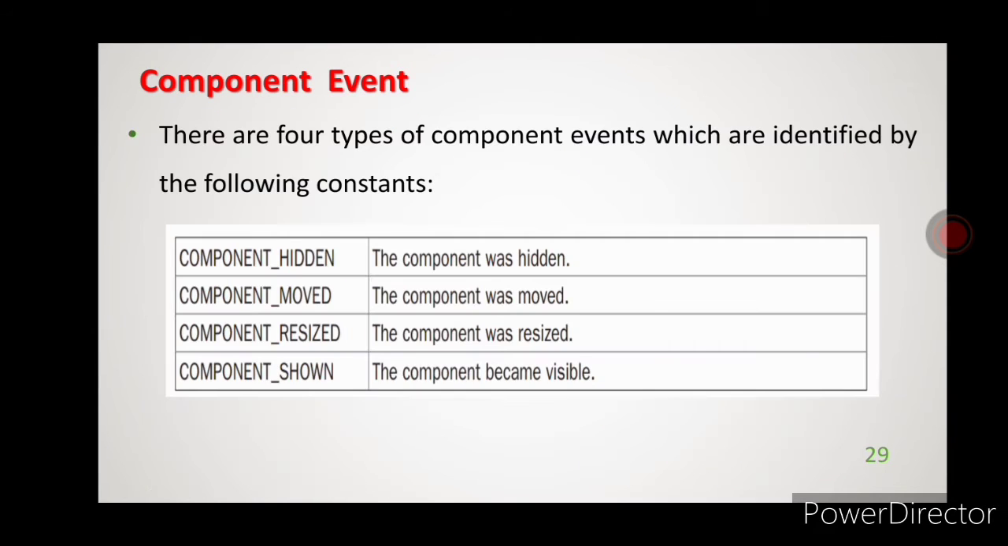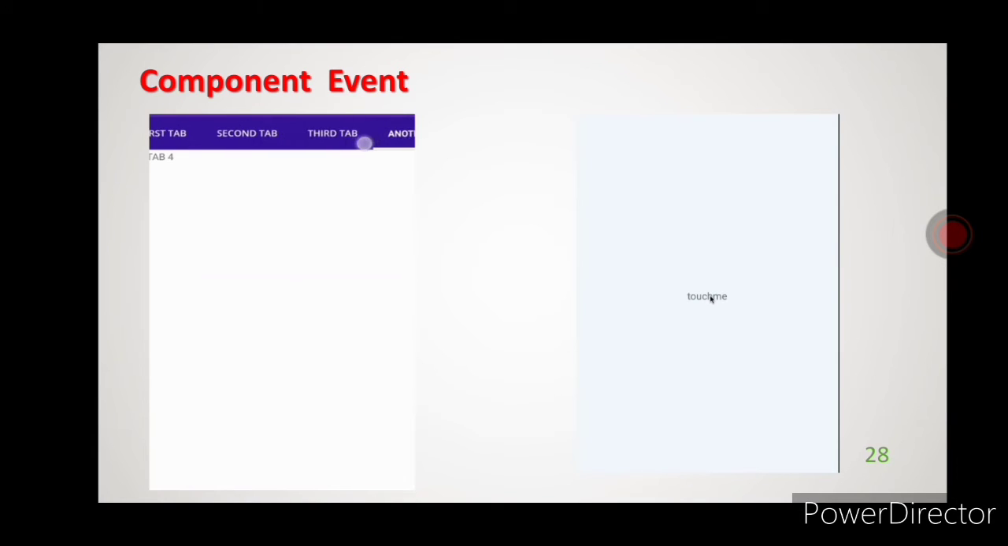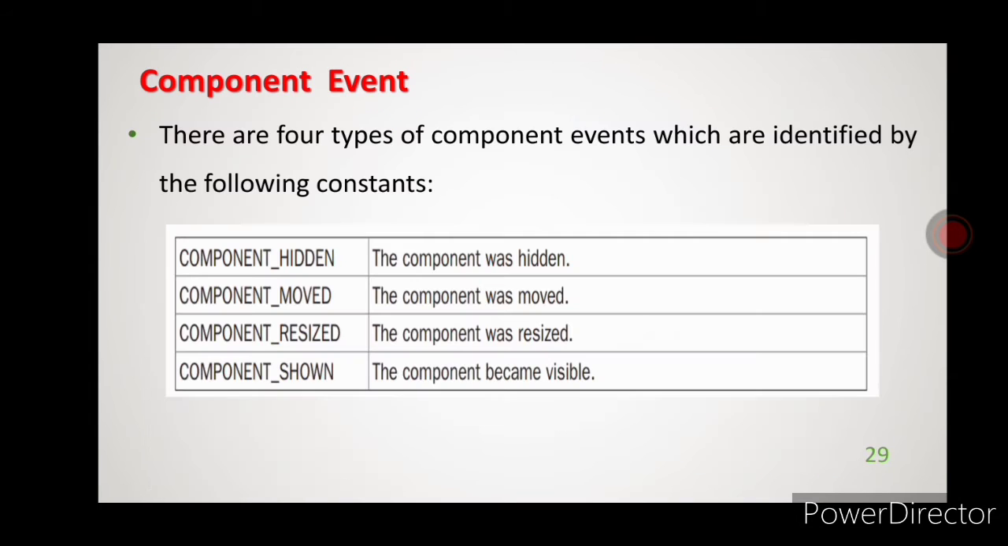The next one is component moved. See in the first figure. Tabs you are seeing now. If I click on one tab, it becomes visible, means the text of that becomes bold. And if I go on clicking on other tabs, those are moving, means the component is moving here. This we can call a component moved event.